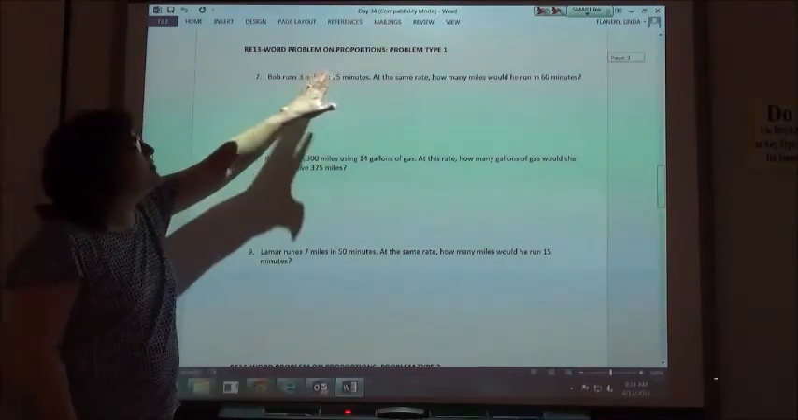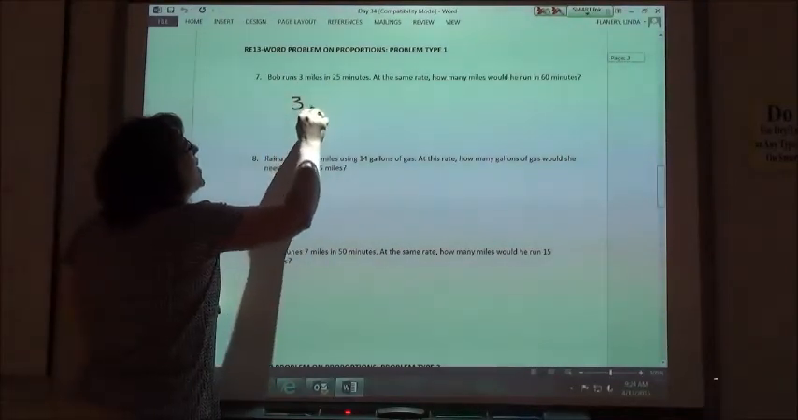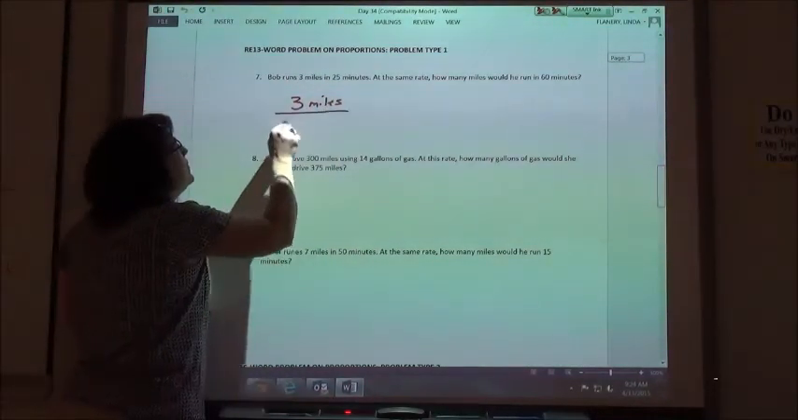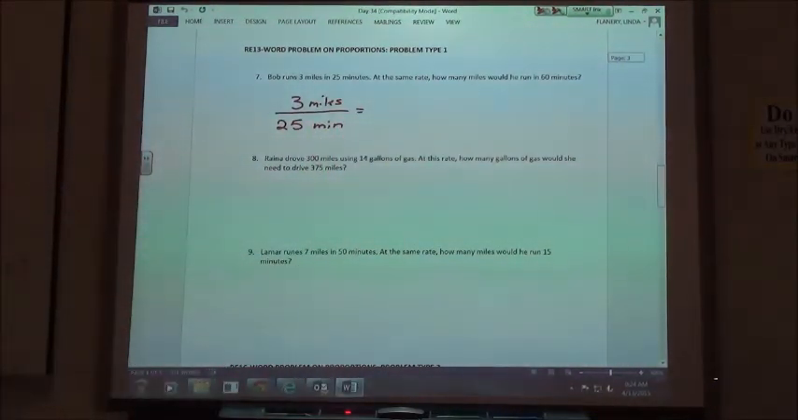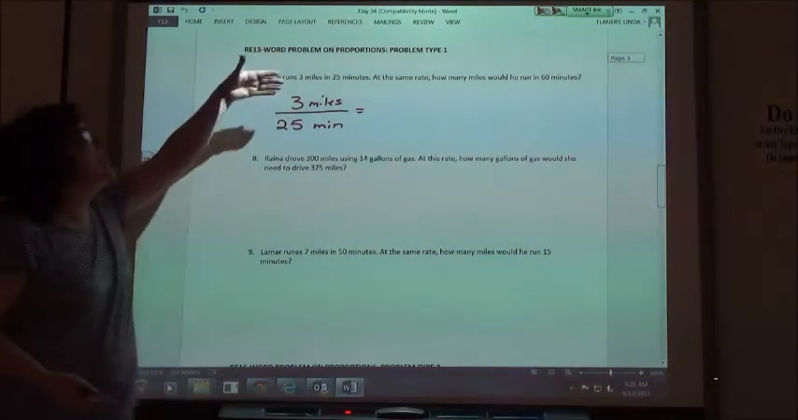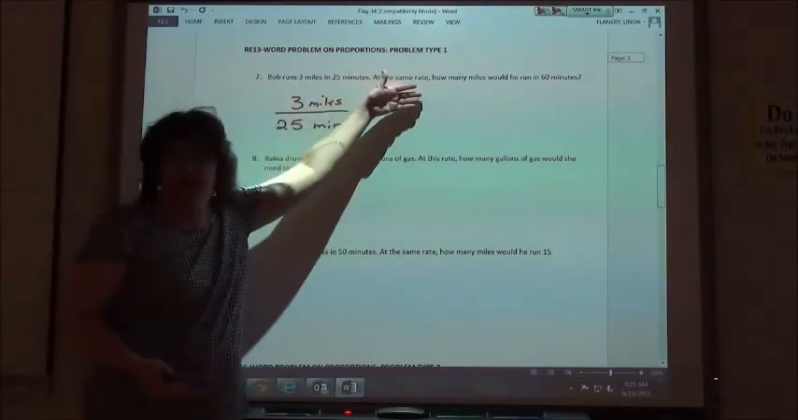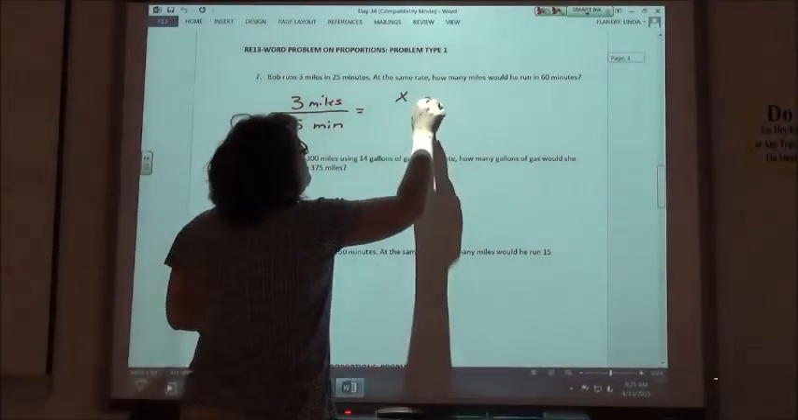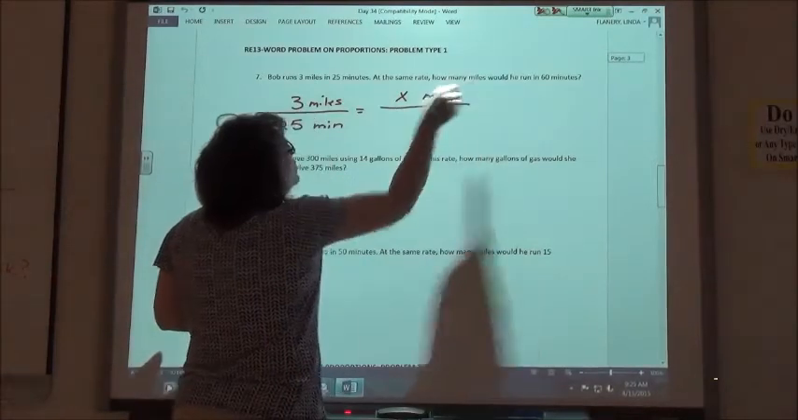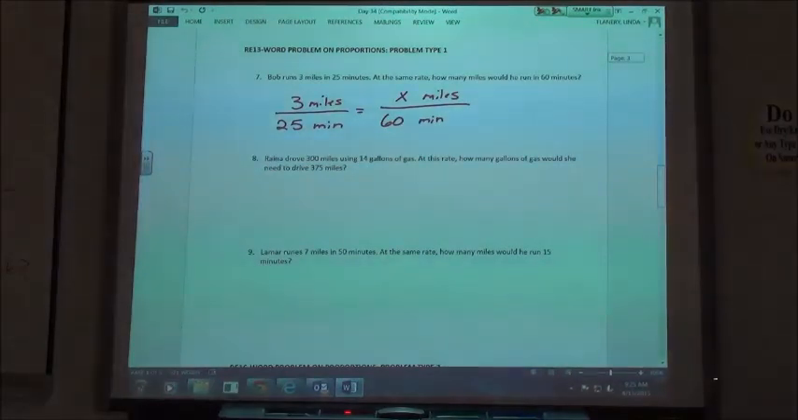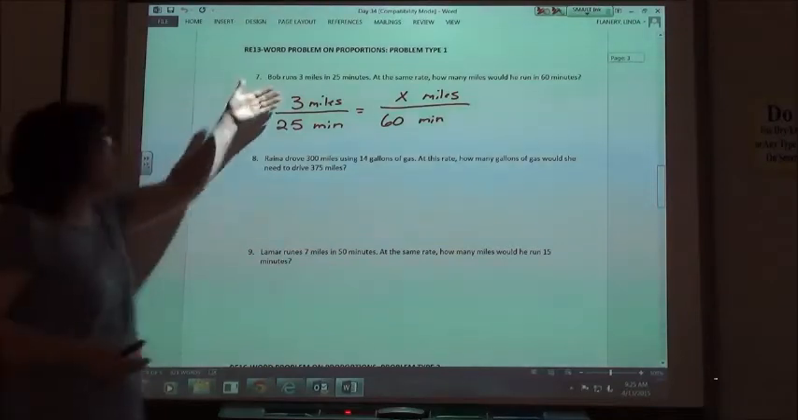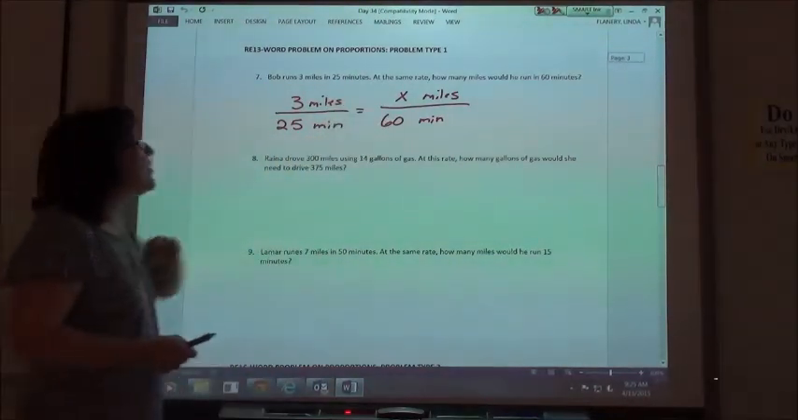Bob runs 3 miles in 25 minutes. So 3 miles in 25 minutes. At the same rate, how many miles would he run in 60 minutes? When I set it up, I want to make sure that since my miles are on top here, my miles are on top here. How many miles would he run in 60 minutes? Now I just put the labels there so you could see that I have the like things on the top. It'd be the same thing as 3 over 25 equals x over 60 without all the writing in there.